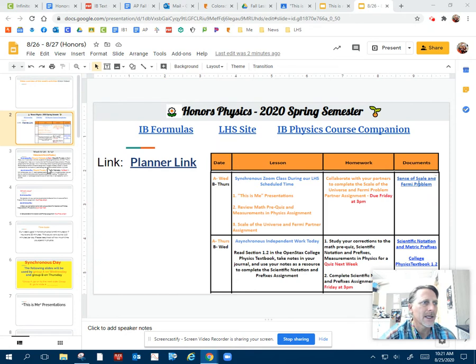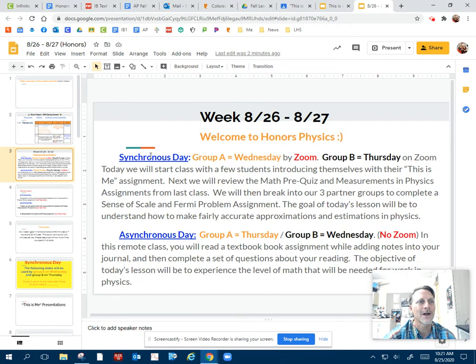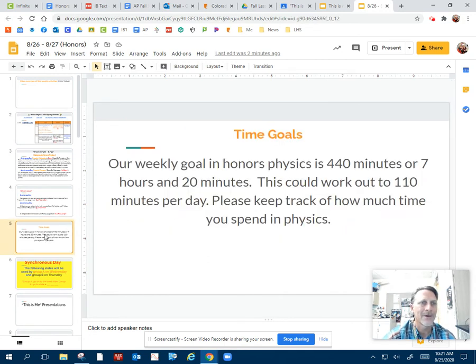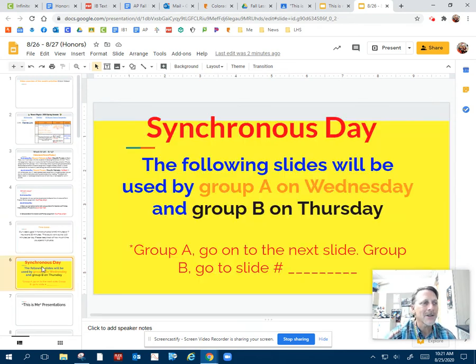So as far as this goes, we've got our planner here that shows you what you'll be doing on your synchronous day right here. And then you've also got your synchronous day and asynchronous day overview and the assignments that will be due on these 2 days. And don't forget our time goals that we're trying to go for is like 440 minutes per week. So again, we're just going to be keeping track of our time and using this to make sure that we have a good grasp on, are we spending too little or too much time? And also to give me some feedback to see if I need to adjust the pace of things to make this work for you. All right, so let's go into the synchronous day today for this slideshow of this presentation, and then I'll do this asynchronous right afterwards.